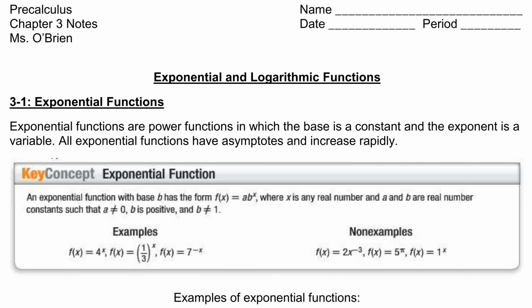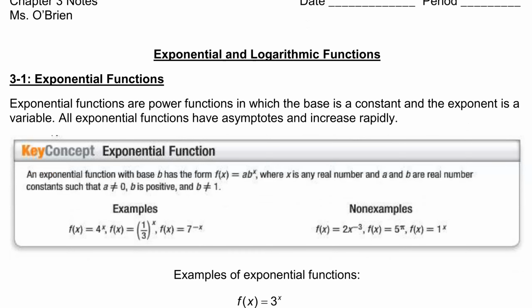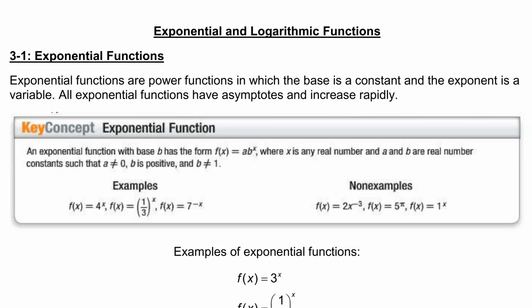So this chapter is all about exponential and logarithmic functions. Ideally this will only take about 10 minutes, so we'll get started.